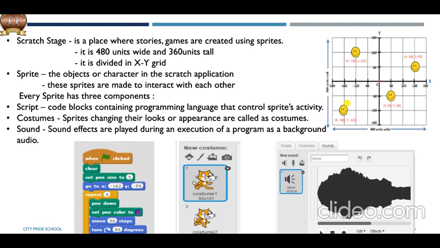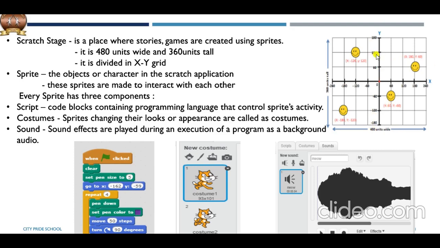It is 480 units wide, and the height of it is 360 units. It's divided into x and y axes. The x axis goes from 240 to minus 240, and the y axis goes from 180 to minus 180. This is how the stage is seen.